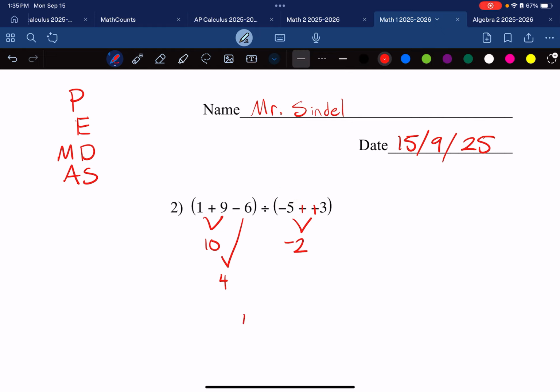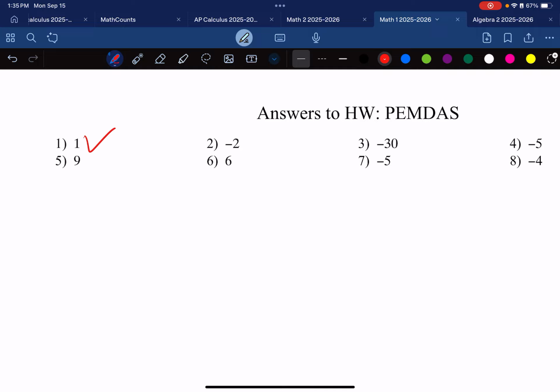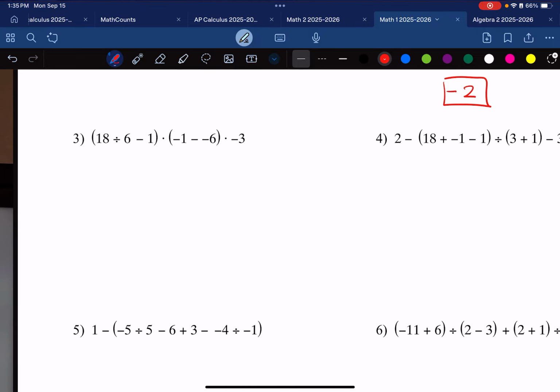So now I have this 4 divided by -2. And whenever I have a positive divided by a negative, the answer is a negative, and 4 divided by 2 is a 2. Final answer is -2. We check our work, number 2. The answer is indeed a -2. Moving on to number 3.